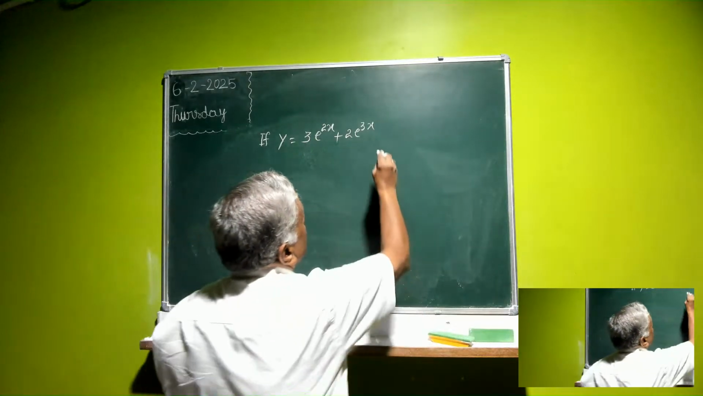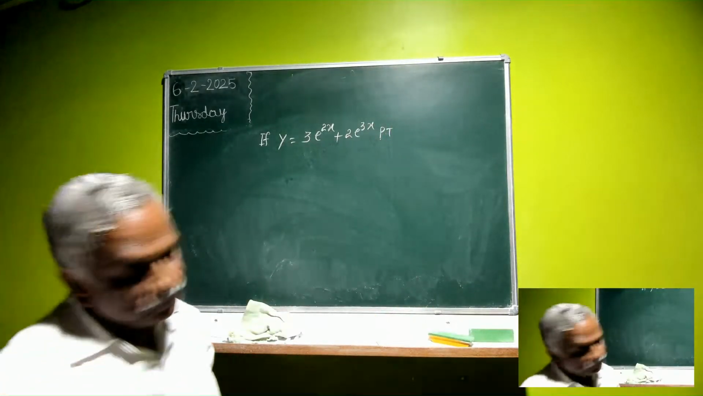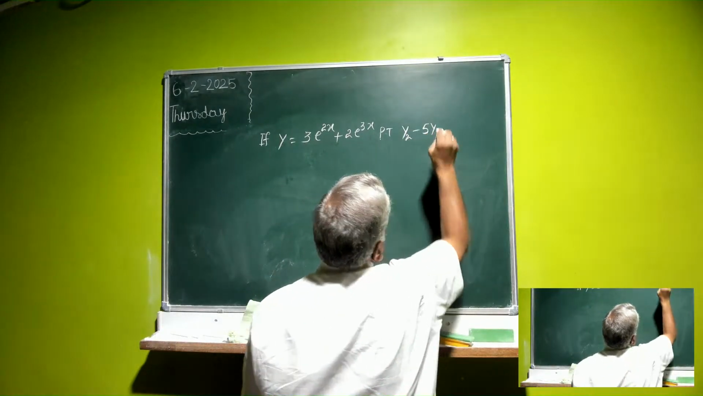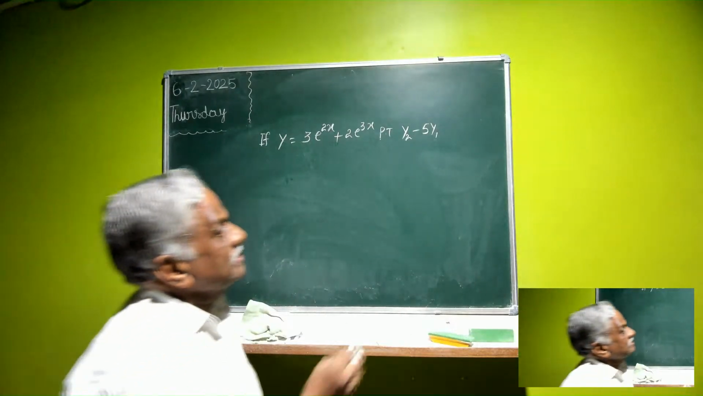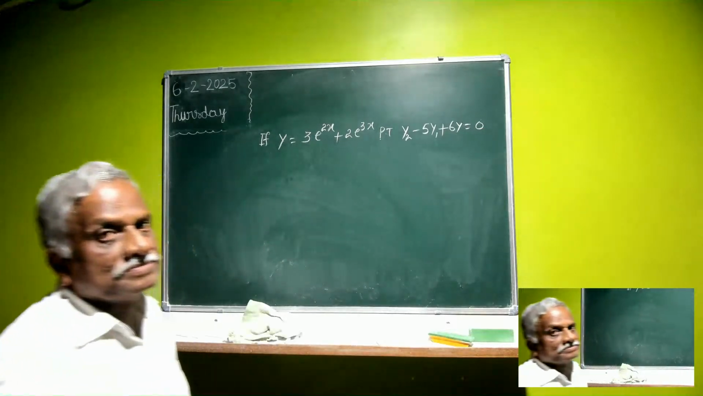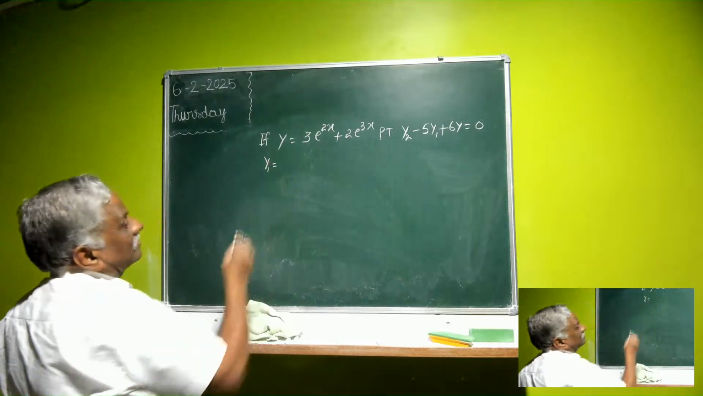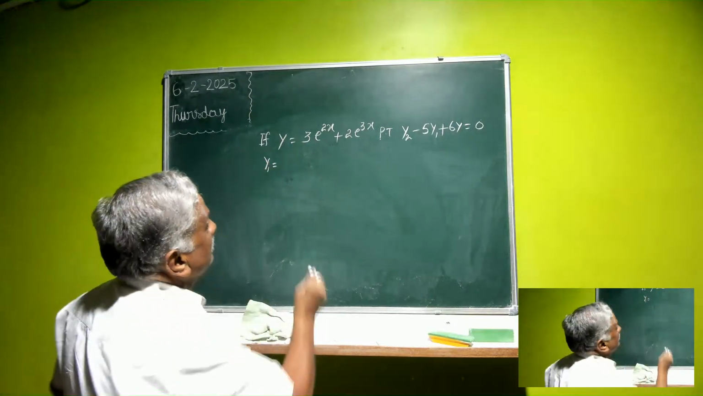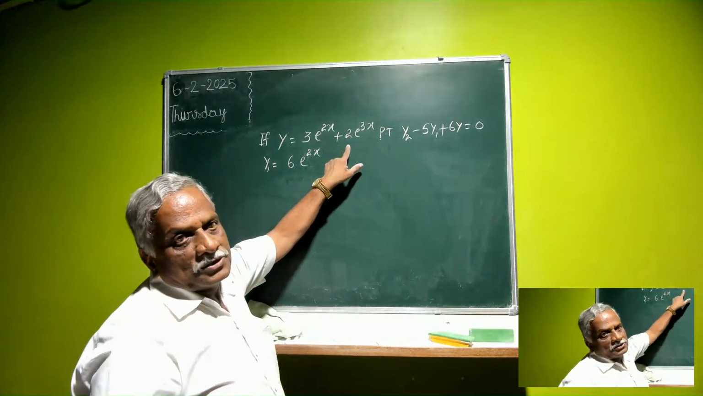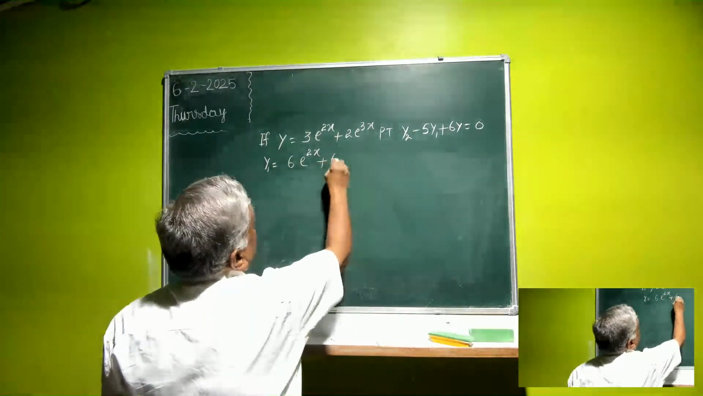Prove that y2 - 5y1 + 6y = 0. Now, y1: the derivative of e^(2x) is 2e^(2x), therefore this becomes 6e^(2x). 2 is a constant, and the derivative of e^(3x) is 3e^(3x). This also becomes 6e^(3x).